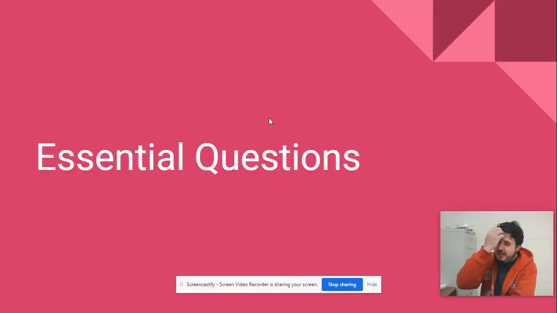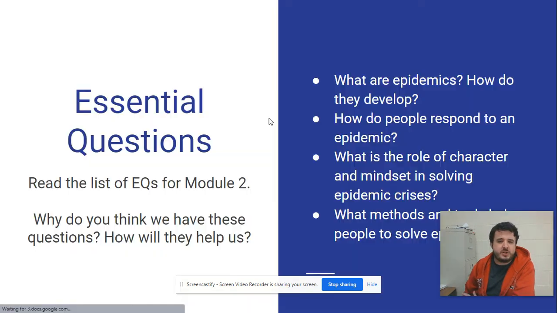We're going to spend a minute before we get too far into our objectives thinking about the essential questions. Yesterday, we spent a whole bunch of time thinking about what is this module going to be about? What are we going to learn? Why are we doing this? And essential questions are something that help us do that.